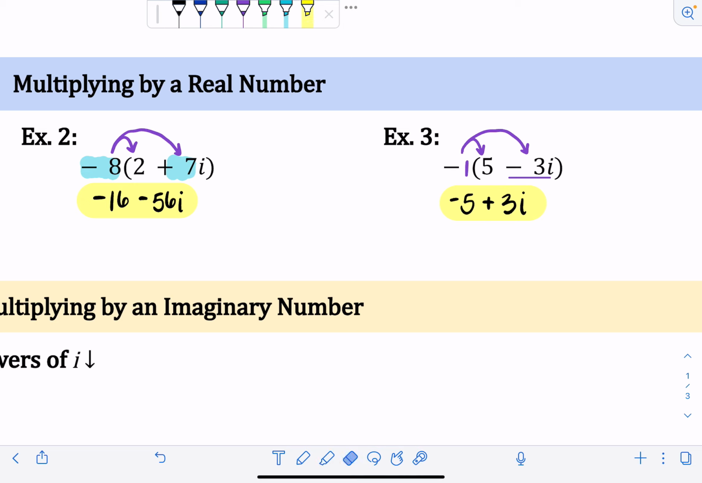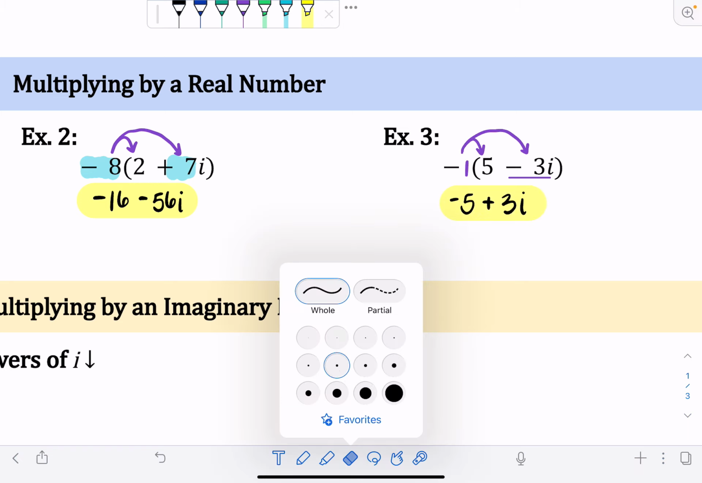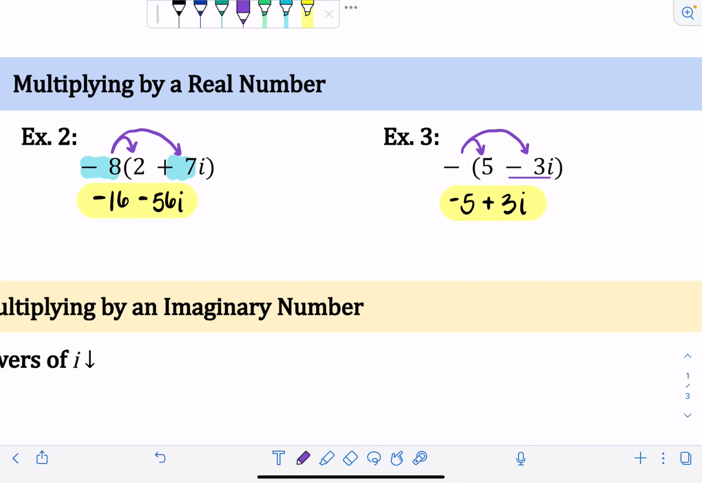If you want, you don't have to think of a negative 1 there. You could just think of a negative. So if I'm just distributing a negative, it's going to flip my sign. So it changes that positive 5 into a negative 5 and that negative 3i into a positive 3i.